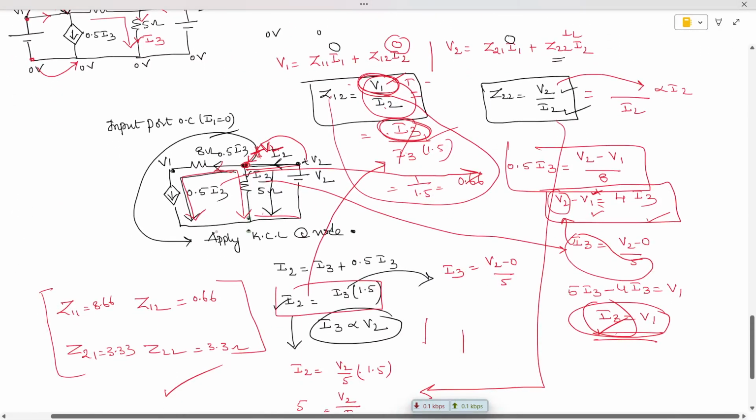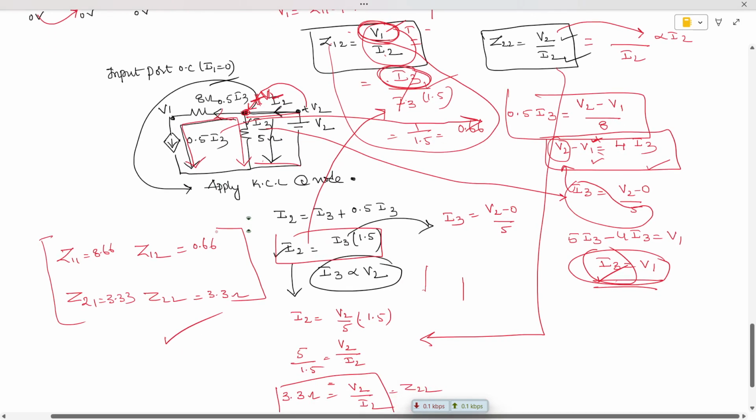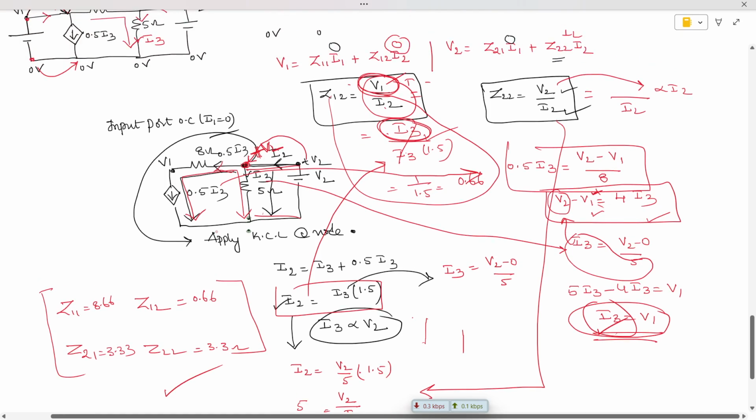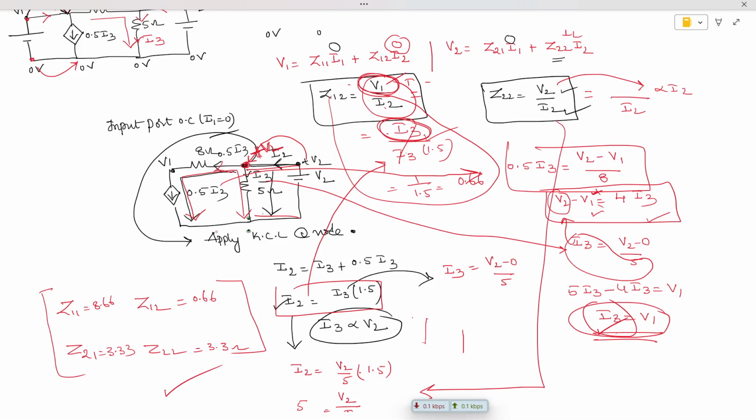Here the case is different. Again the same I apply, and there should not be I3. I expressed I3 in terms of V2 and got this value. But the confusing point here is that there is one more current. I took the current in this branch as 0.5 I3, and I expressed V1 also in terms of I3. Already I2 is I3, so automatically these are the parameters.